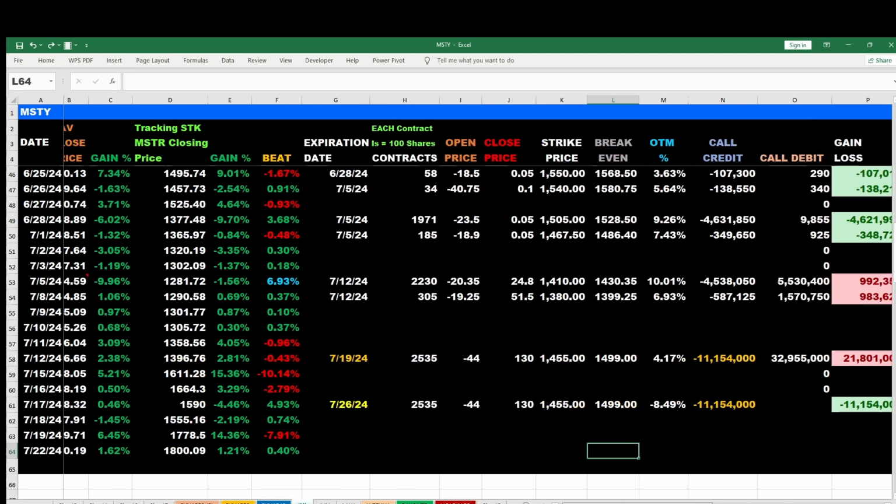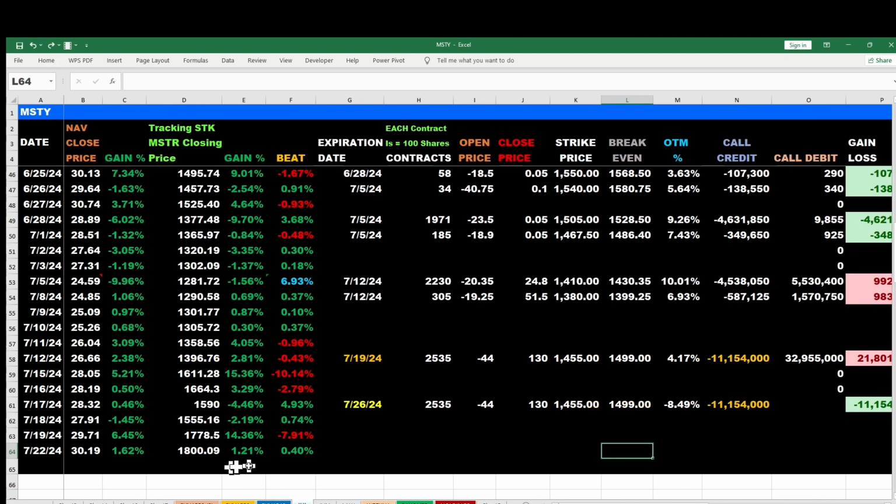So when we jump into MSTY, we have a situation where our underlying was up 1.21, right? MSTR went up 1.21, from 1778 to 1800. And look, normally MSTR does a better job than Coin was.